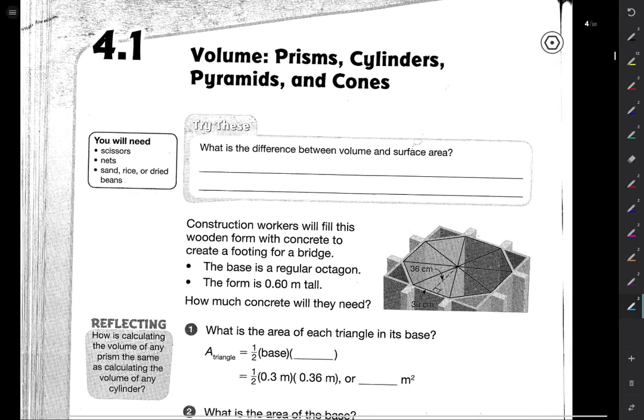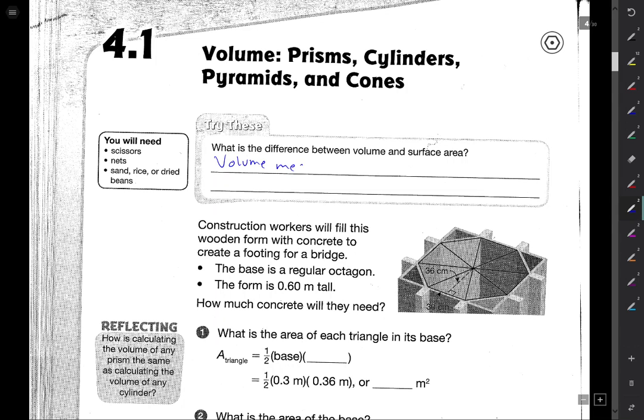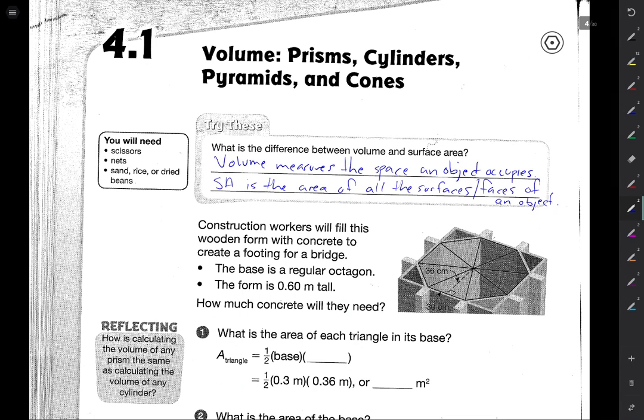So to start off, let's just say what the difference between the volume and surface area of an object is. The volume measures the space an object occupies, whereas surface area is the area of all the surfaces of an object, or all the faces of an object. So we just stopped looking at surface area, which we were finding the area of all the faces of the object, or all the surfaces of it. Now we're going to look at the amount of space an object takes up or occupies.